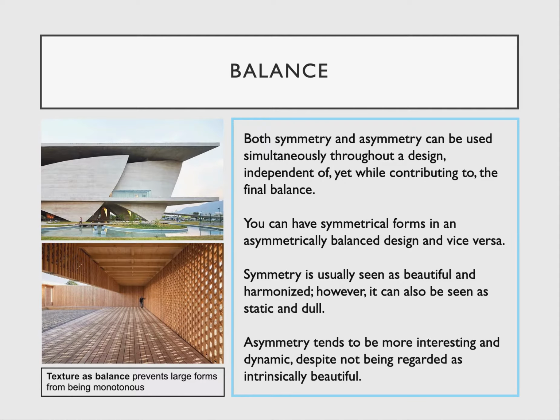This video is a continuation from the previous. So both symmetry and asymmetry can be used simultaneously throughout a design. For example, you have the outside of a building that is asymmetrical, but the patterns within the building or in the materials themselves are symmetrical. So there's that balance between symmetry and asymmetry.